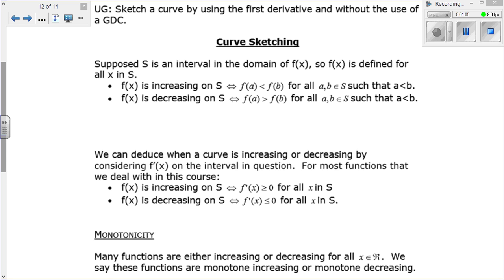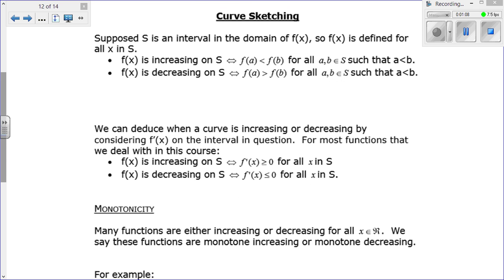Basically, all that's saying is your y values, because your f of a and f of b are just your y values, for the first one would be getting larger as you went from left to right. And if your y values were getting larger, your function would be increasing. If your y values, f of a is greater than f of b, are getting smaller, then your function will be decreasing.